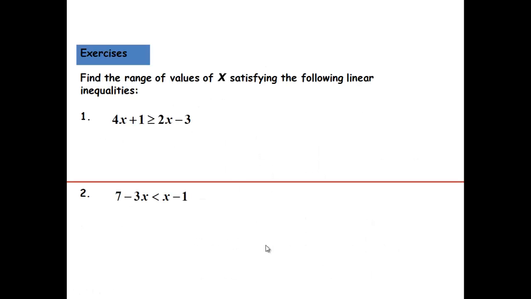Okay, now your turn. Have a go at using the method we've just used. Pause the presentation, have a go, and then check your answers.